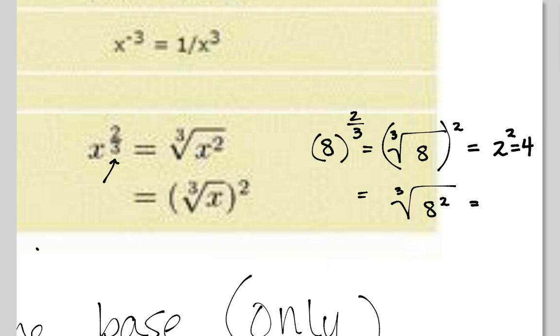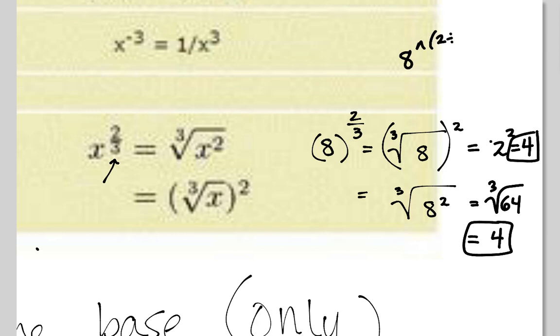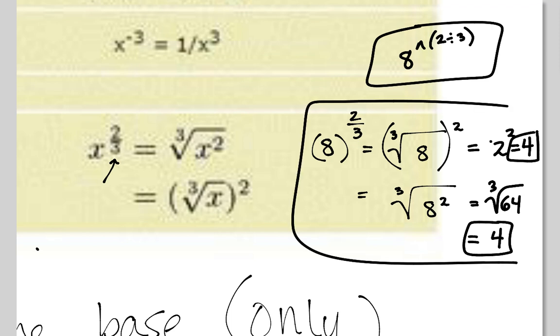Or you can do the cube root of 8 squared, which is 64, and then the cube root of 64 is 4. So either way you look at it, it's 4, but the order that you do it in can change. Now, again, you can put 8 to the 2/3 in your calculator like this, and it will give you 4, but do you understand this process?